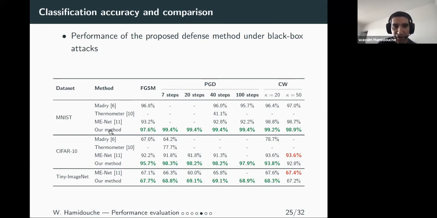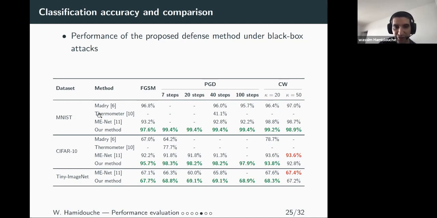And here we compare our solution to 3 state-of-the-art defense techniques on 3 datasets: MNIST, CIFAR, and Tiny-ImageNet. In these colors, I give in green the numbers where our solution is ranked first, and in red the performance when our solution is not first. So as we can see, for most of the configurations, our solution gives the highest accuracy for attacked images. It back-propagates to the original manifold the input image that is detected as an adversarial example.